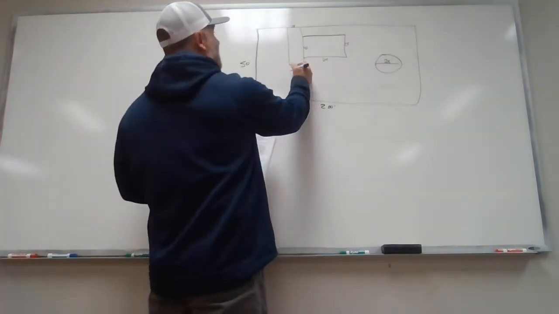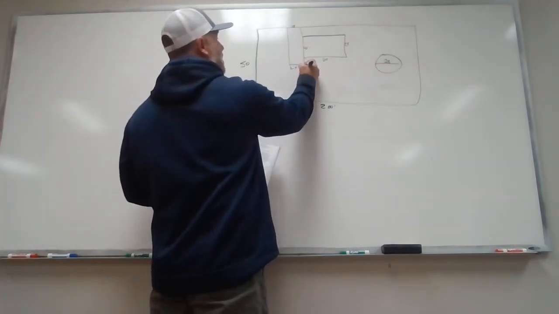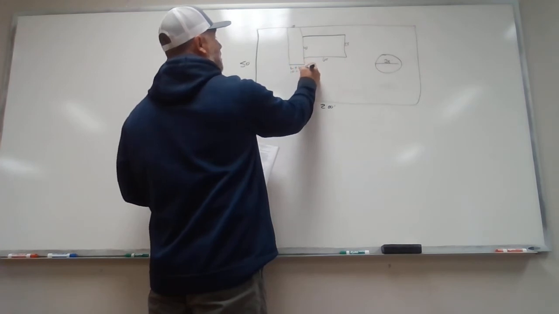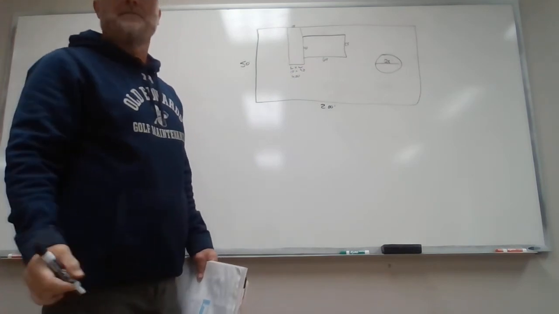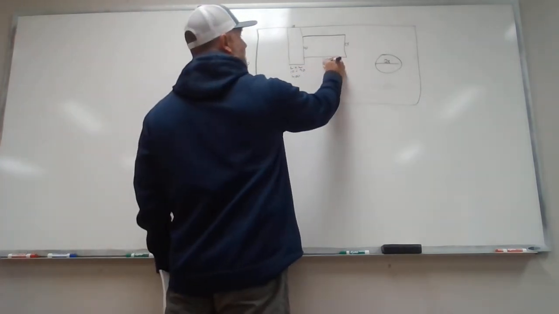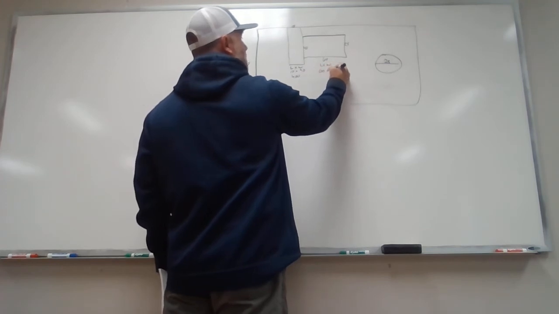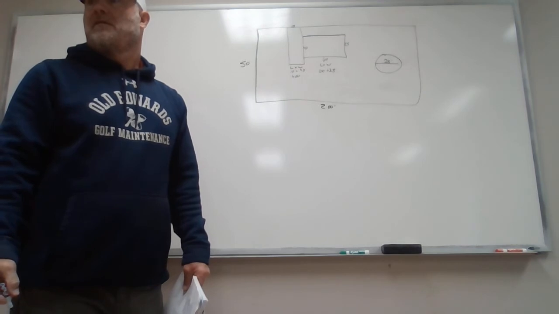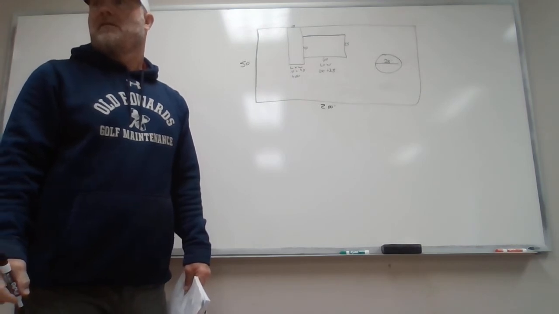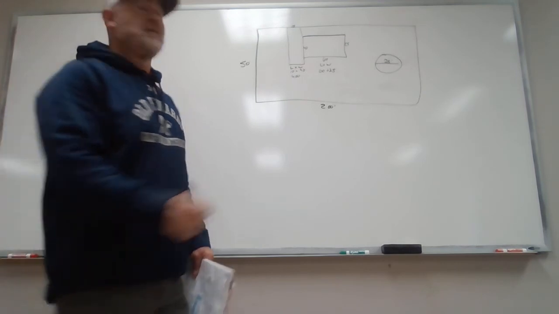The driveway is 10 by 40, length times width, 10 times 40, 400. Right? The house is length times width, 60 times 25. What's 60 times 25? 1,500.